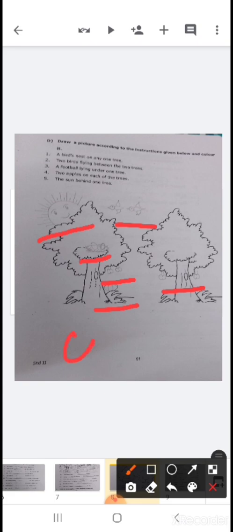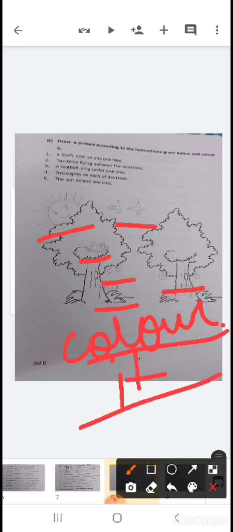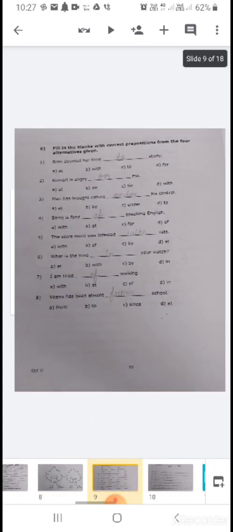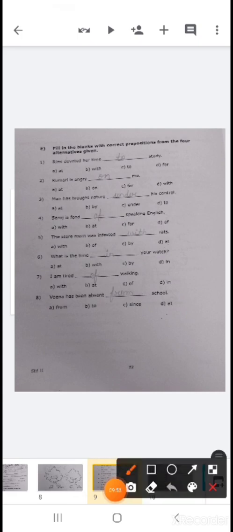And now you have to color this picture. So color it on your own. Okay. So you have to color it. Now see the next. Fill in the blanks with the correct preposition from the four alternatives given. Here are the four alternatives given. You have to choose any one of them.